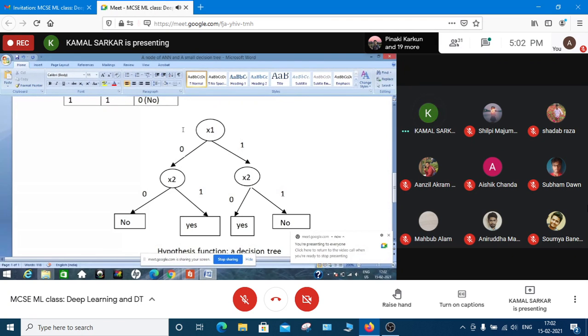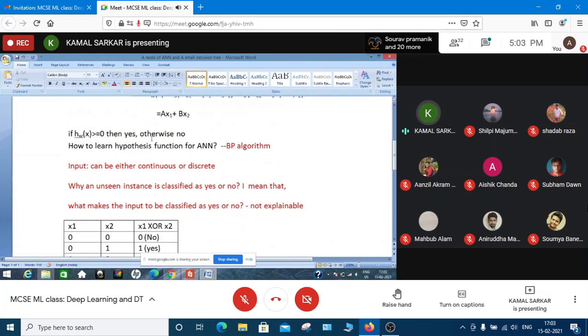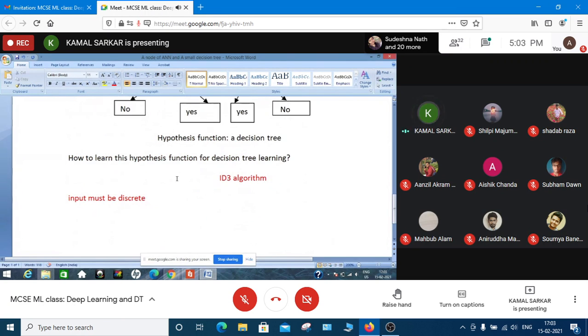You can explain it this way: if both inputs are 0, the output is no. If the first input is 0 and the second input is 1, the output is yes. If the first input is 1 and the second input is 0, the output is yes. If the first input is 1 and the second input is 1, the output is no. In this case you can only say it is greater than the threshold value, so yes, or less than the threshold value, so no. So this model is more explainable.